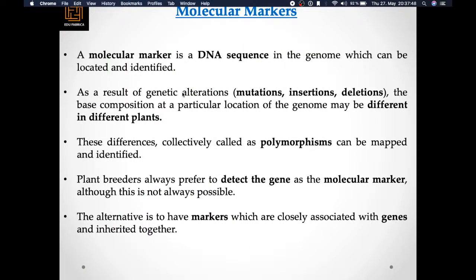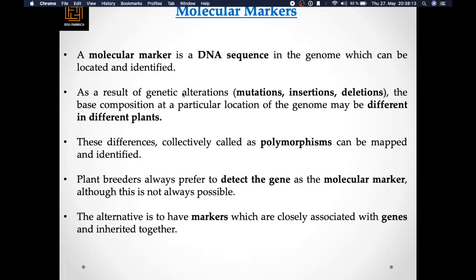So molecular markers are DNA sequences in the genome which can be located and identified, and they arise as a result of genetic alterations: mutations, insertions, deletions. These differences, collectively called polymorphisms, can be mapped and identified.